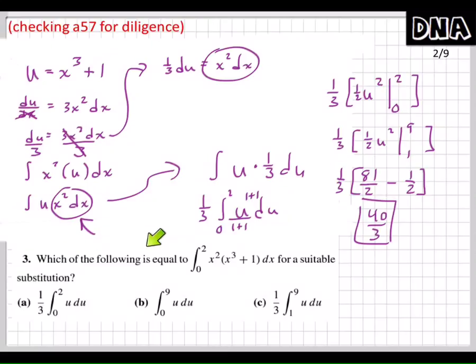But which of the following is equal to this? What is the suitable substitution? Which one of these is correct? C. Yeah, C. C has the 1/3. And C has the u values, not the x values. So this would be your answer for that problem.